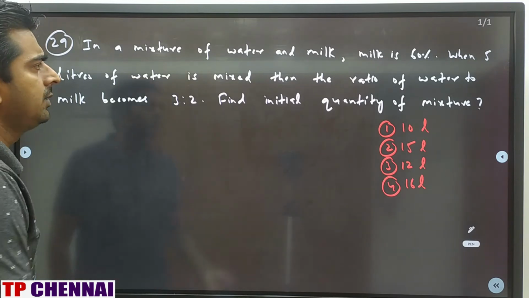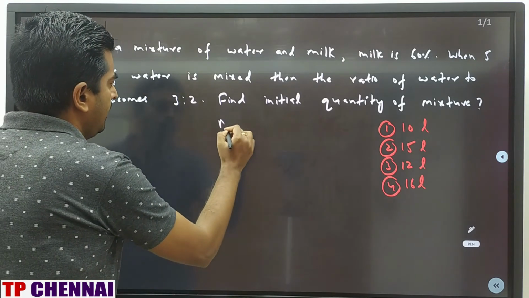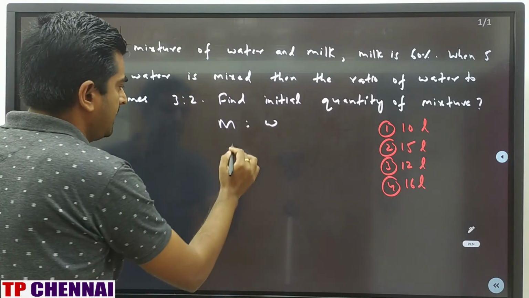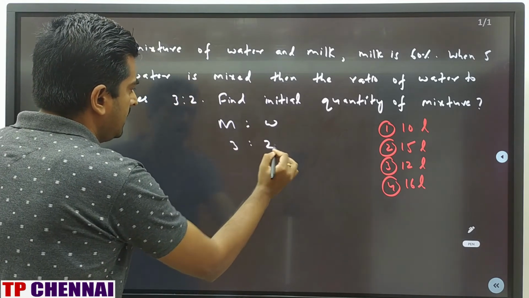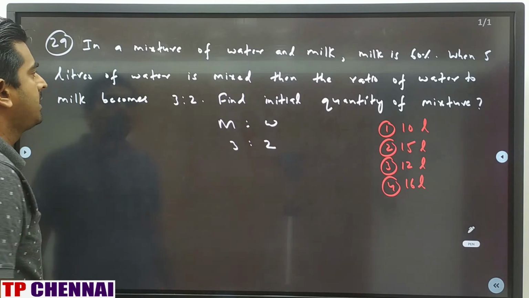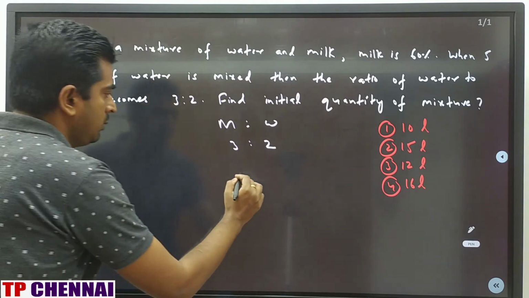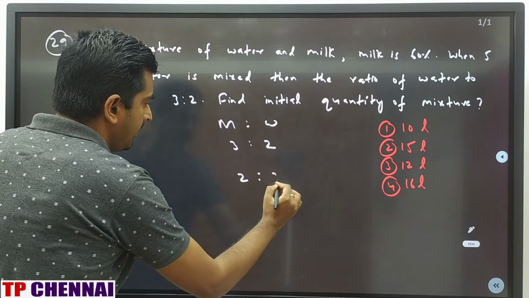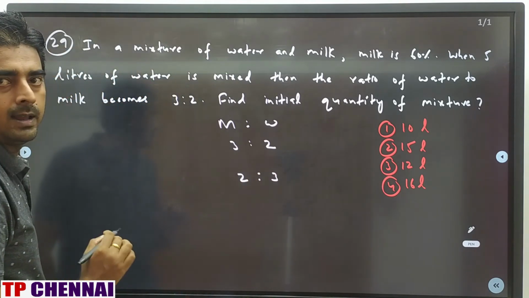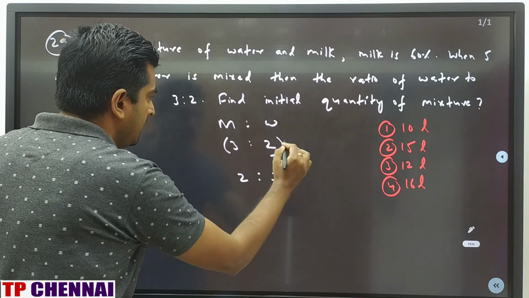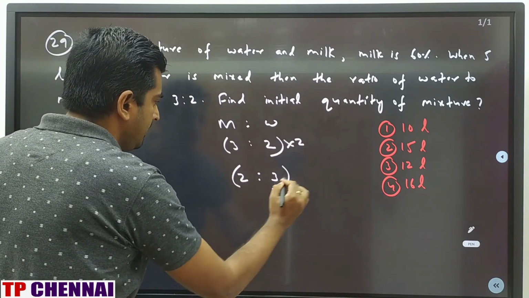Right? So we will solve this question with the ratio method. Milk is 60%, water is 40%. The ratio is 3:2. When they added 5 liters of water, the ratio of water to milk becomes 3:2, so milk to water will be 2:3. What are they adding? Water. So the milk part should stay the same. Milk part is 3, milk part is 2. Make it the same: multiply this one by 2, this one by 3.